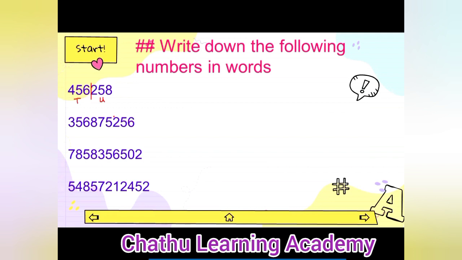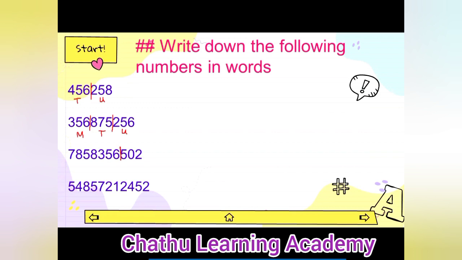Then the second one, from the right side we want to separate the given number as 3 digits in one group. 1, 2, 3. Here we can separate again 1, 2, 3. Likewise you can separate. Then this is in units zone. Here thousands zone. Here millions zone. 356,875,256.